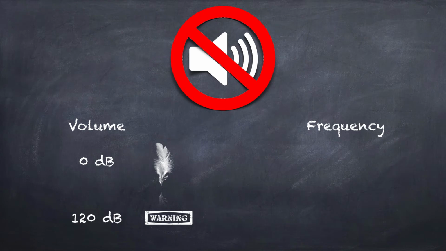The frequency is measured in Hertz, noted Hz. 1 Hz means 1 oscillation per second. Normally, humans hear sounds between 20 Hz and 20,000 Hz. Now you know what sound is, let's start by talking about speakers.